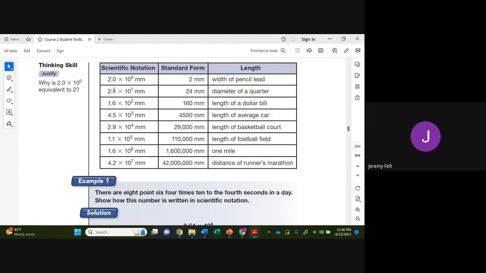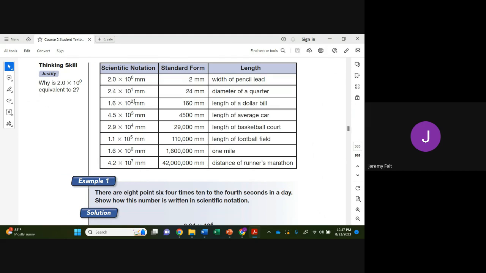24 millimeters, 2.4. Again, this coefficient right here has to be 1 or greater, and it has to be less than 10, because we can't call it 24 times 10 to the power of 0. We call it 2.4 because this coefficient has to have a value in the ones place and then everything else to the right of the decimal, whether that's a 0, 4, or even 5 numbers to the right of the decimal, it doesn't matter. It has to be greater than 1 and less than 10.